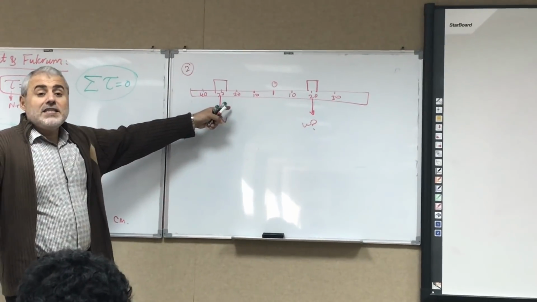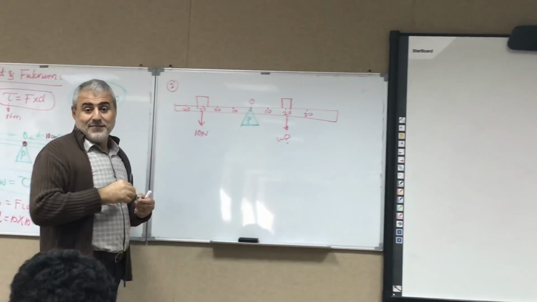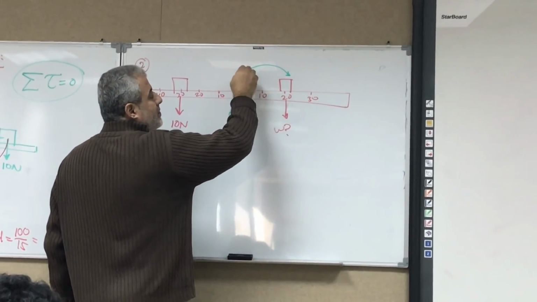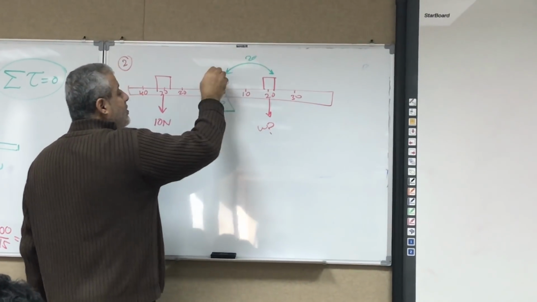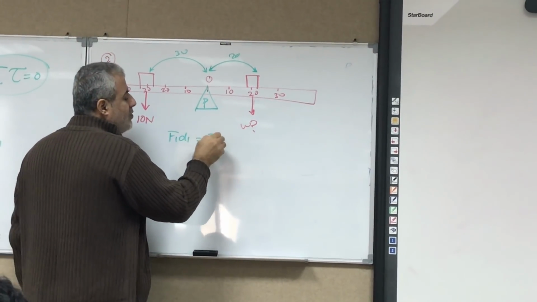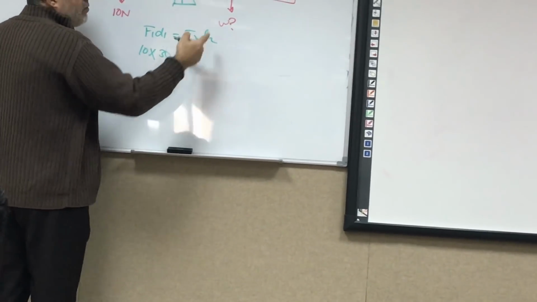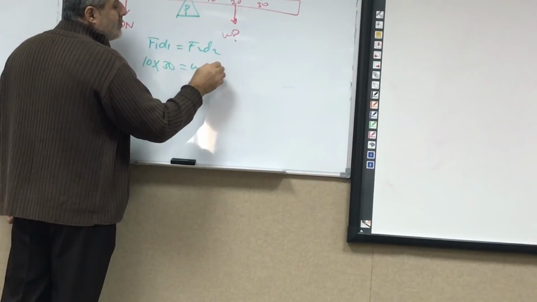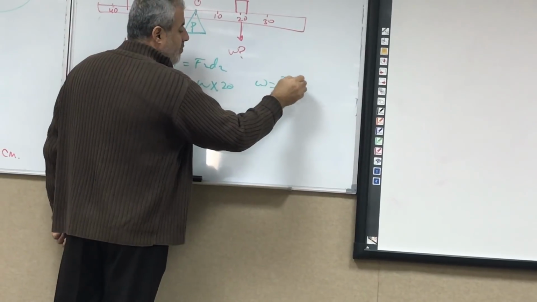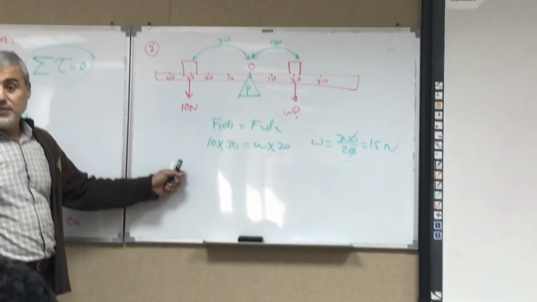From this, can we find the distance from the pivot? Of course, I'm so sorry, there is a pivot at the center. So we can find it easily because we know how much distance from here to here, Shabab. Say it. 20. And from here to here? 30. You just write F1 D1 equal F2 D2. And we assume that this is 10 times 30 equal W, that's weight, times 20. And this we simply find W equal 300 over 20, which is 15 Newton. This is an approach. Is that clear?